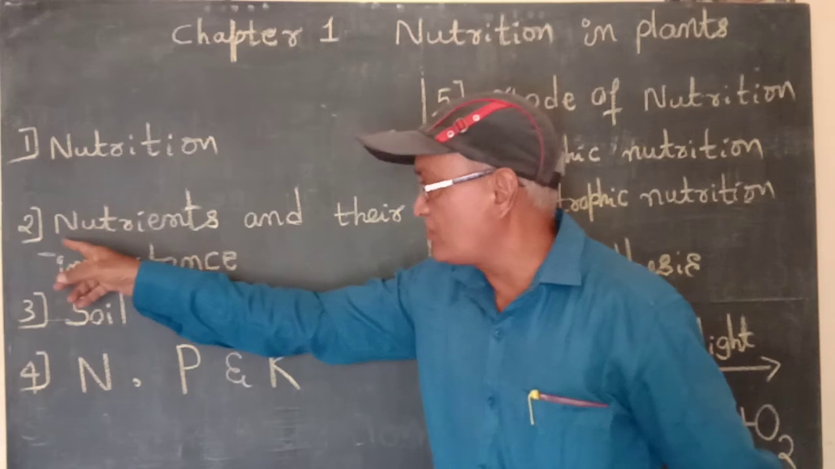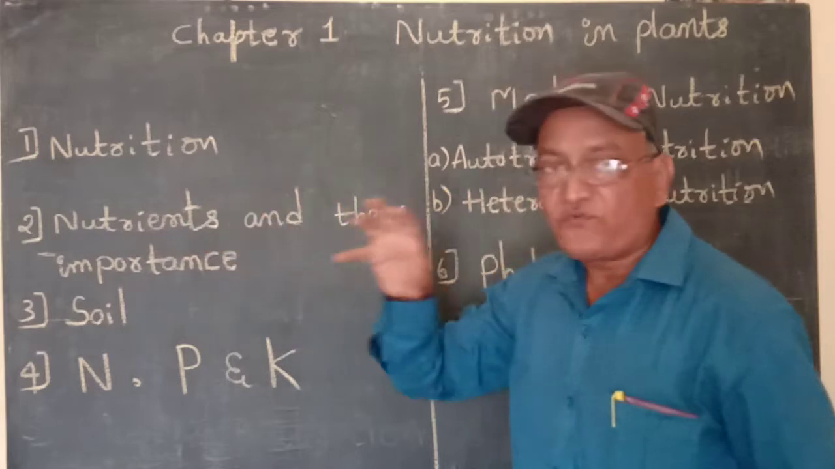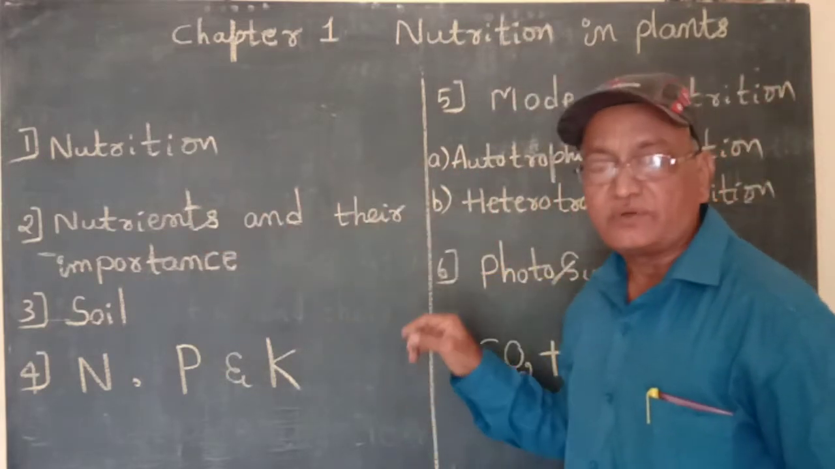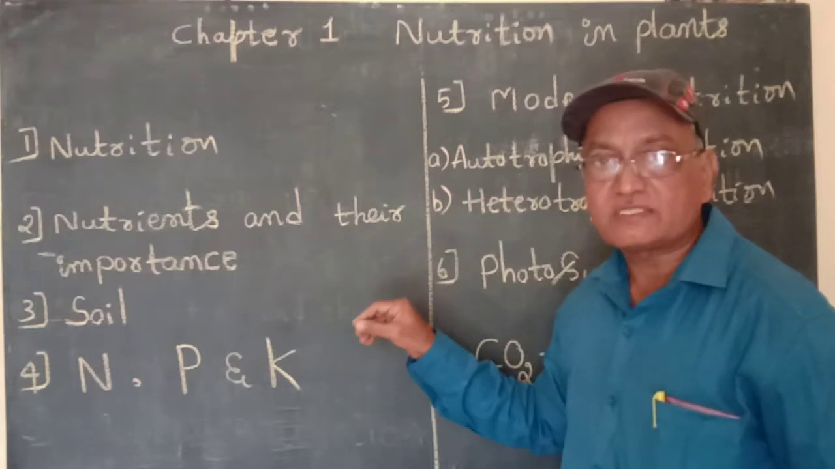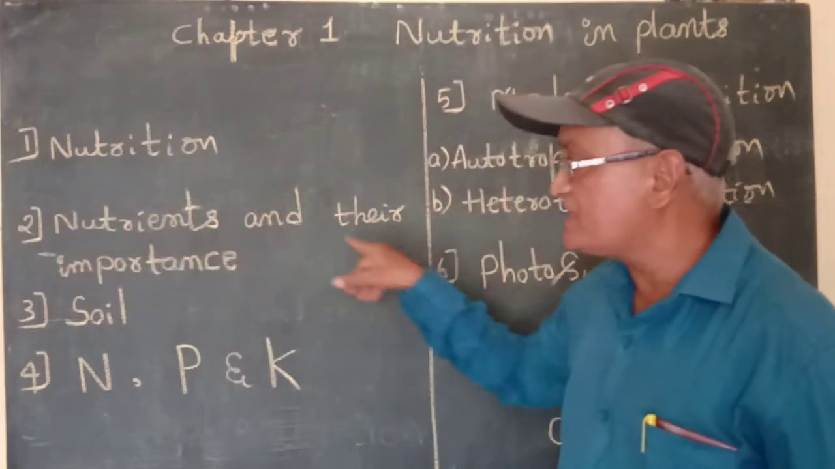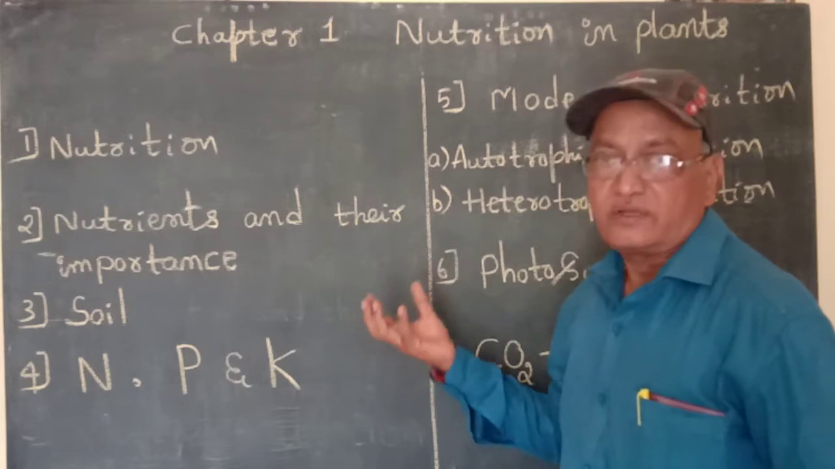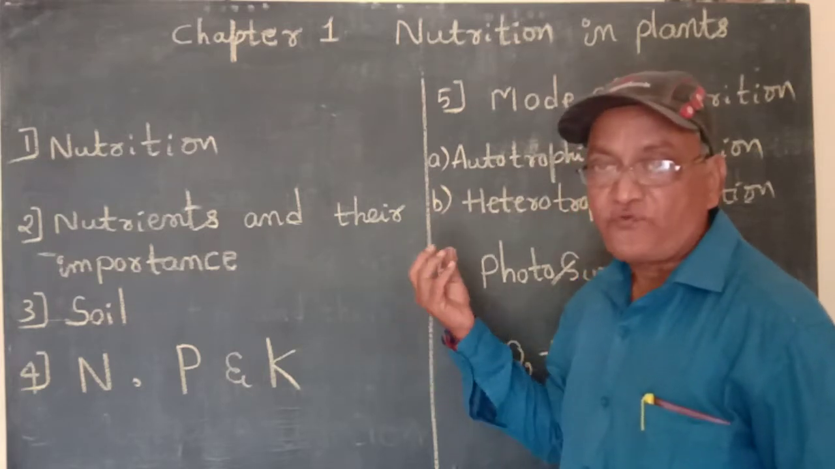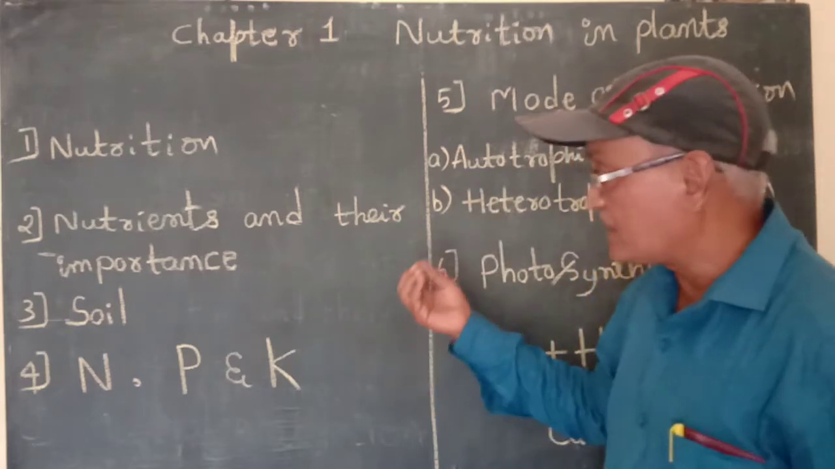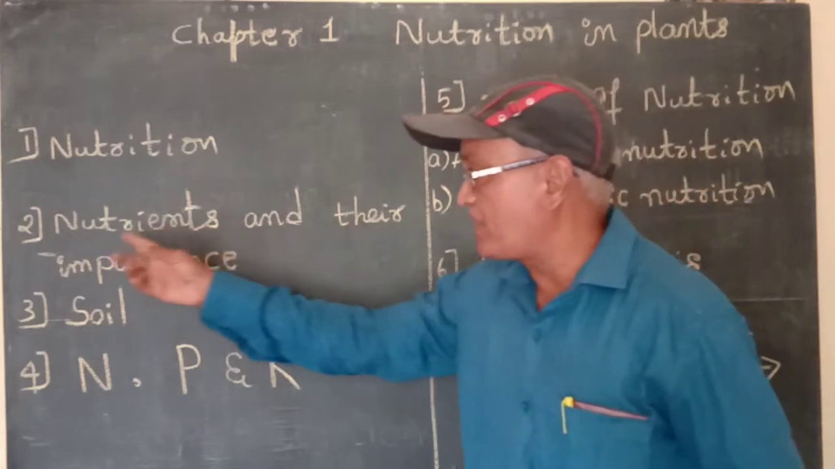Next we come to the point, nutrients and their importance. Food consists of components like carbohydrates, vitamins, proteins, minerals. And what is the importance of these nutrients? The nutrients help us to grow, to get energy, to fight against diseases, and for reproduction and germination. In the case of plants, germination. In the case of animals, reproduction. In this, they help us.